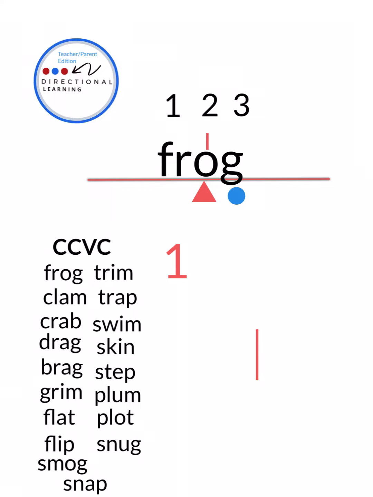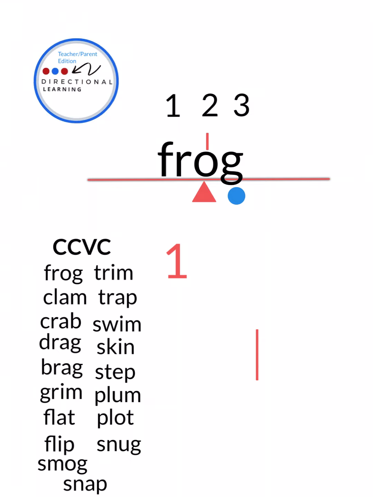So just do it in isolation first, and that's what a blend is. You're going to say this sound, f, ra, and then say it fast, fra. That's what a blend is. You say each sound, and then you blend it, say it really quick. Same thing if you're hearing it. You're going to hear this sound, f, then this sound, ra, and then fra together, okay? So that's what a blend is. That's how you teach it, okay?